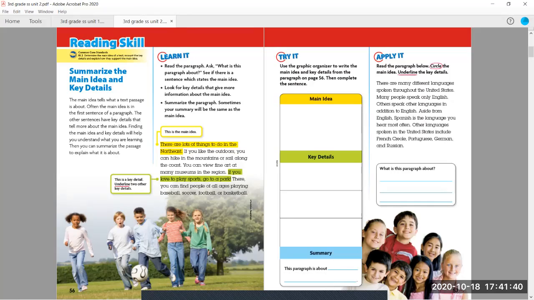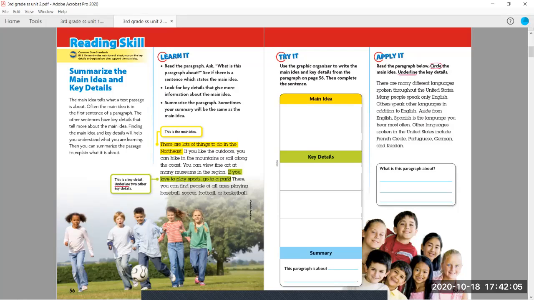Now we're going to go to the apply it section. Now over here, we're going to read the paragraph. We're going to circle what the main idea is, and then we're going to underline the key details as we read. Then we're going to write our summary on the lines below. Please make sure you're using your best handwriting when you go through this so that it's easy for me to read and grade for you. Let's get started on our reading.